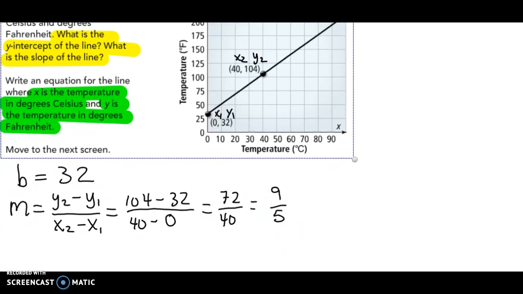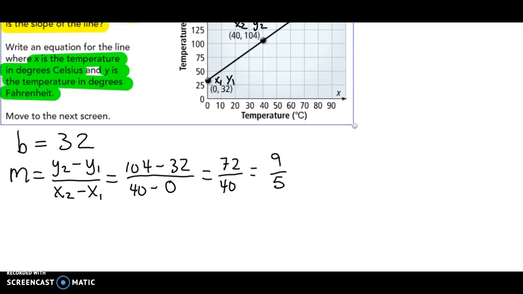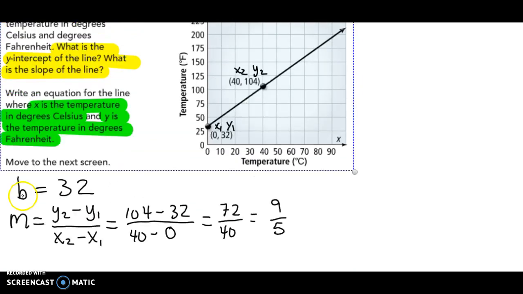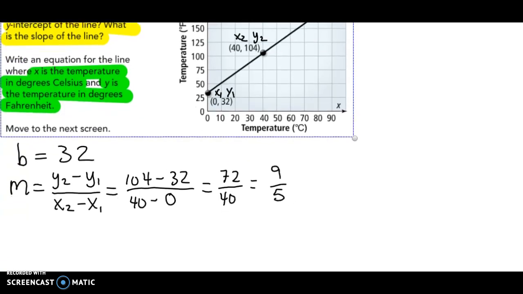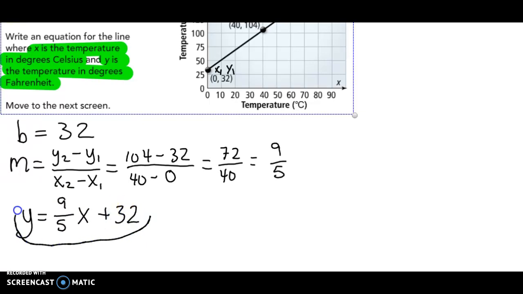They want us to write an equation knowing that x is the temperature in Celsius and y is the temperature in Fahrenheit. Well, we know our b and we know our m. So our equation: y equals our m value, which is 9 over 5, x plus my b value, which is 32. Hopefully this formula looks kind of familiar to you guys.